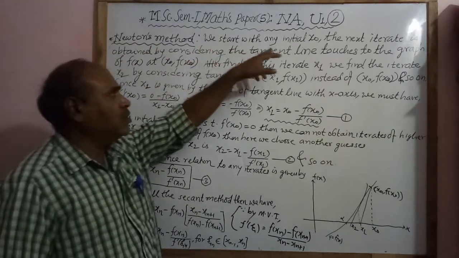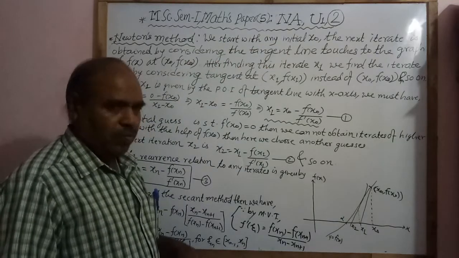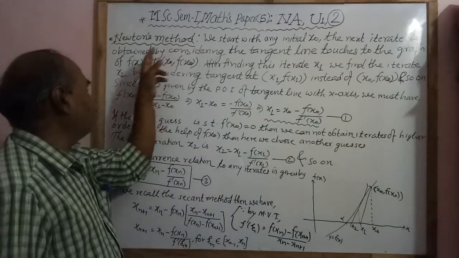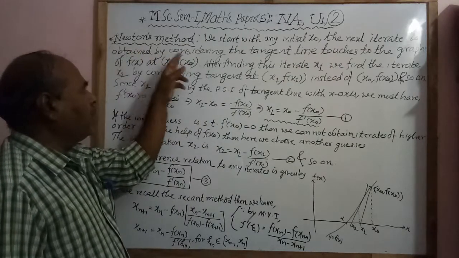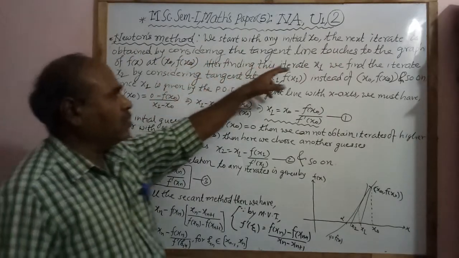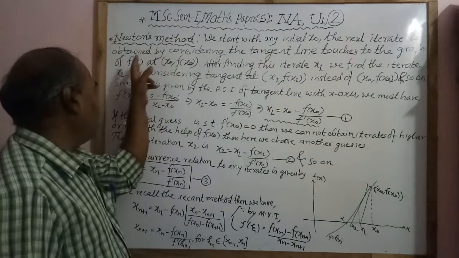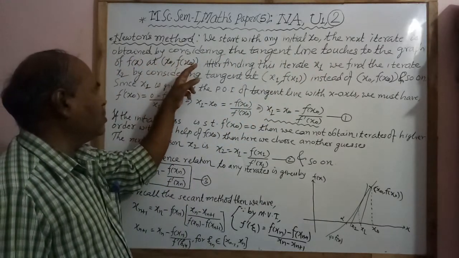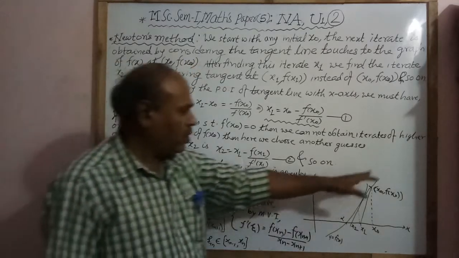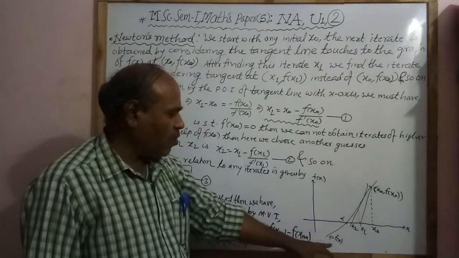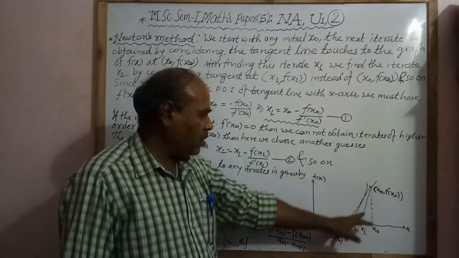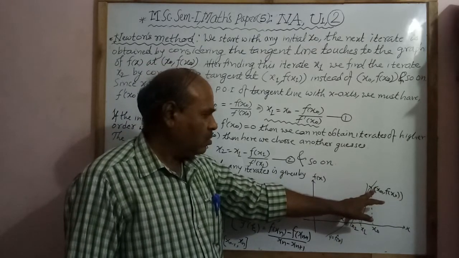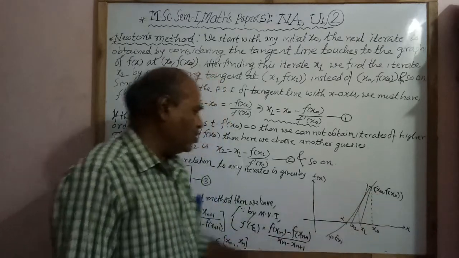We start with any initial point x0. The next iterate is obtained by considering the tangent line touching the graph of the function y equal to f of x at the point x0, f of x0. You can see in the figure, this is the curve y equal to f of x, this is the tangent line, and this is the point x0, f of x0.